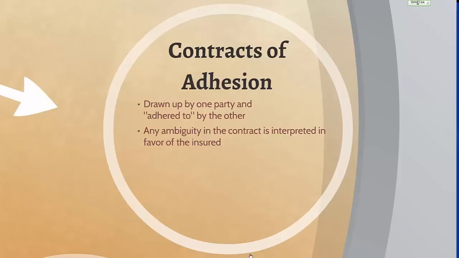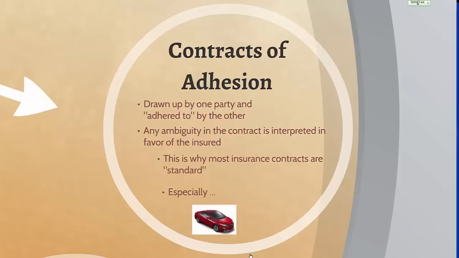I personally have been involved in some cases as an expert witness where the insurance contract was somewhat ambiguous and the insurance company ended up having to pay for something they didn't intend to pay for. This is why most insurance contracts are standard, especially in the personal lines, such as auto insurance and homeowners insurance. This is because the courts, the legislators, and the regulators all consider it very important to protect individuals.